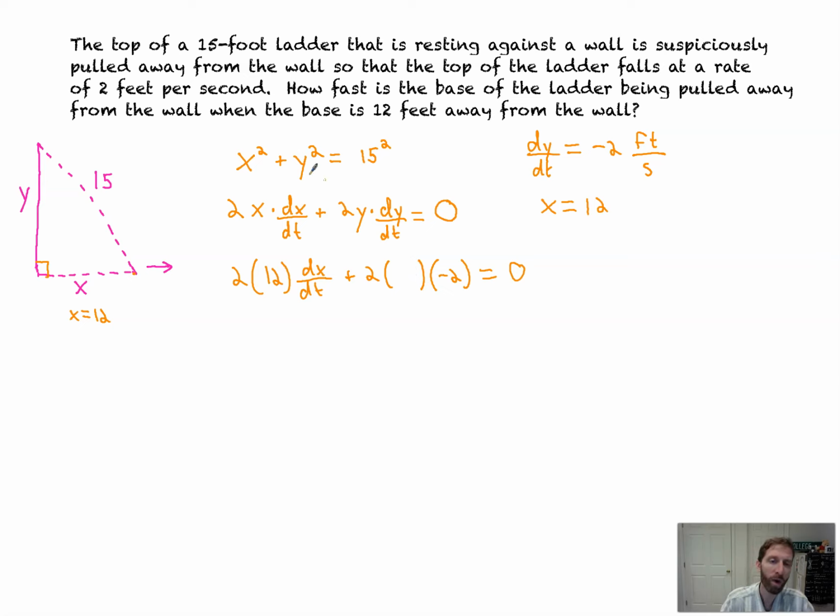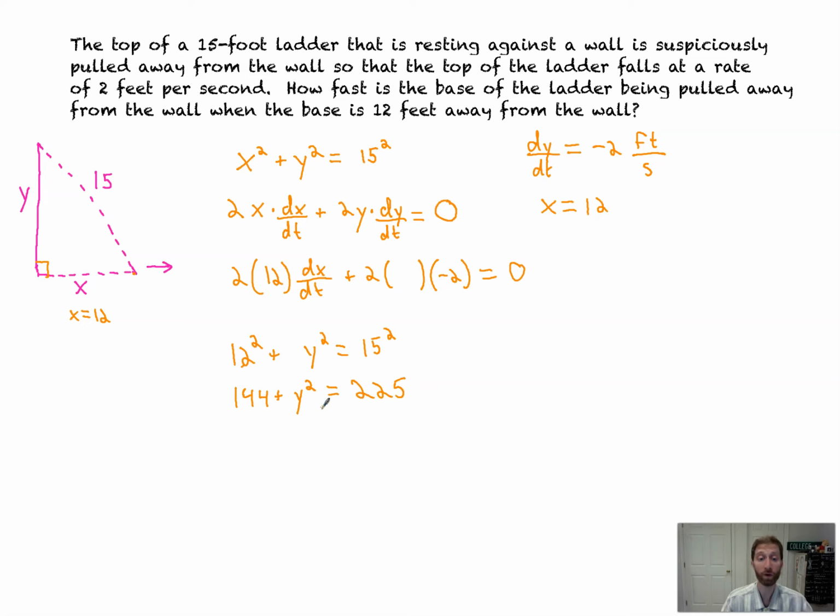So how do I find y? Well, I'm given x. I don't have y, and I have the 15 squared. So I'm plugging in 12 into the original equation and using it to solve for what the y value is. It's the Pythagorean theorem. So if you notice it's a Pythagorean triple, 12, another number, and 15, then great. If not, no problem. So this will be 144 plus y squared equals 225.